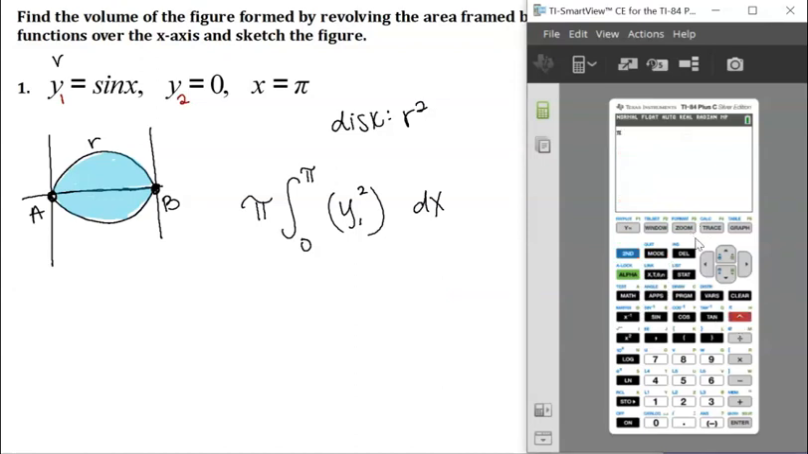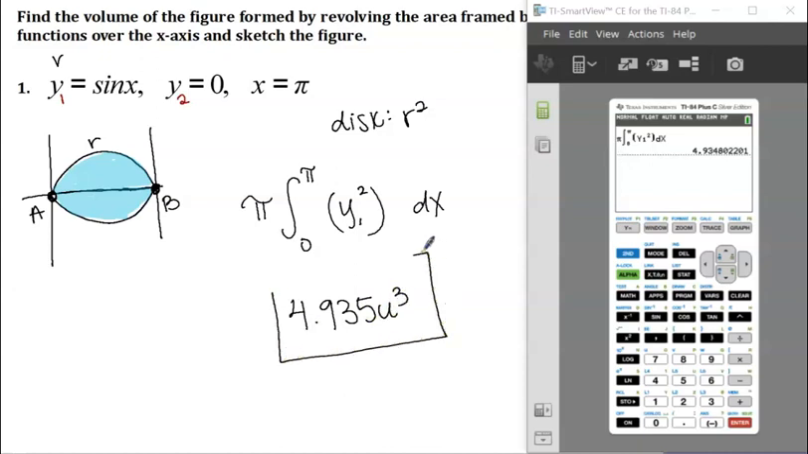I'm going to type the pi in first. You can multiply by pi at the end. I just usually forget if I don't type it in the calculator first. Then to get the integral, math 9, that'll be 0. This one will be pi. And then to get the y1, you do alpha, then trace. And you can see your y1, sometimes we'll need y2. So that'll be y1 squared, and then a dx. And that gives us our answer. So 4.935 units cubed.